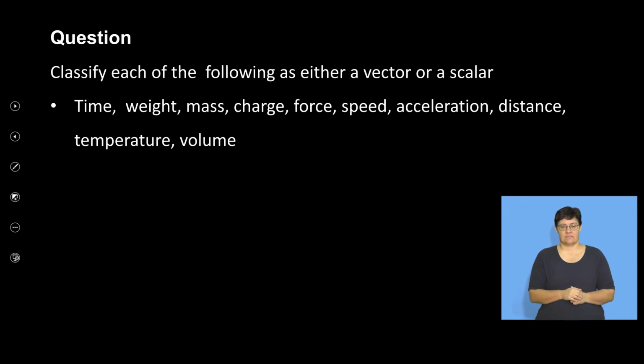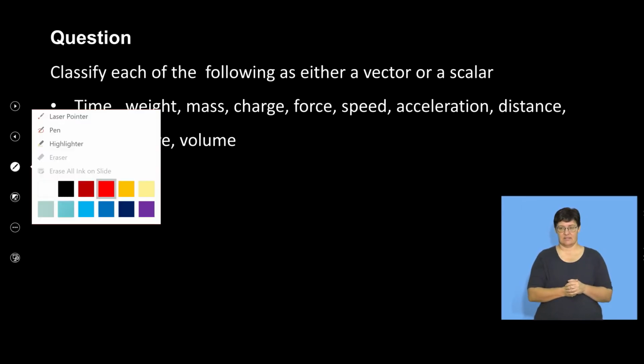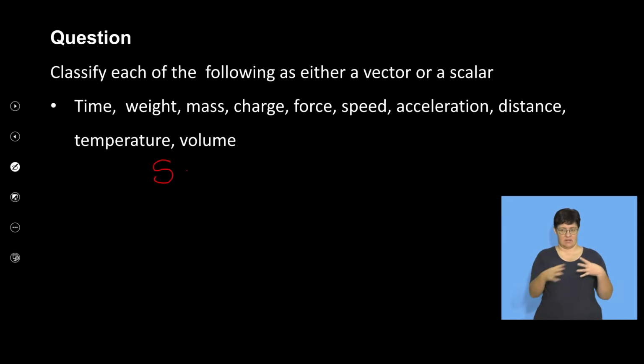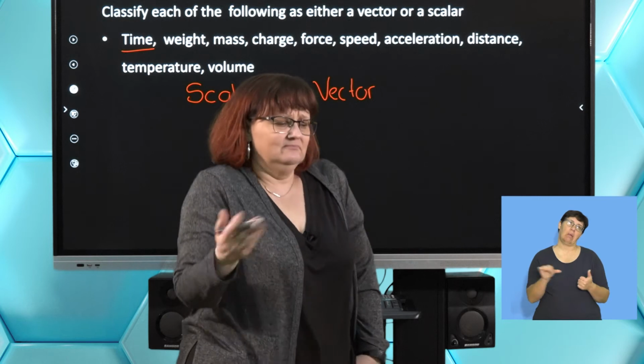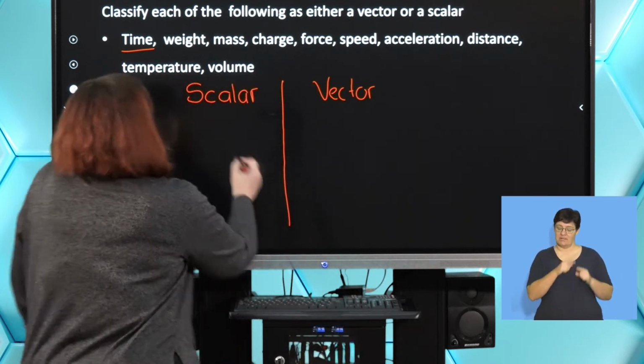Here's our list again. I'm going to do it as a table. So here's my scalars. And here's my vectors. Let's see. First one is time. As much as I would love to describe time going backward, I can't. So time is definitely a scalar.